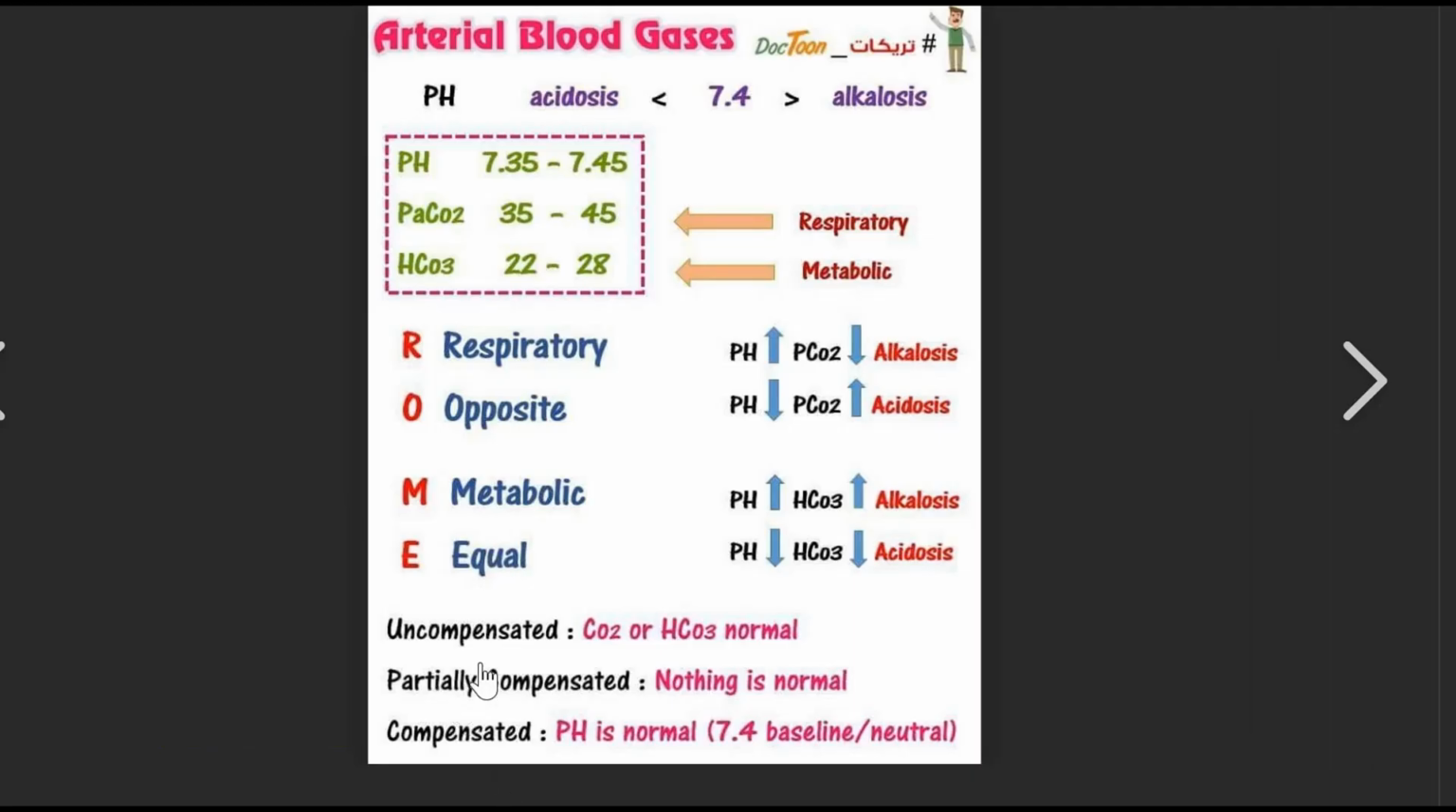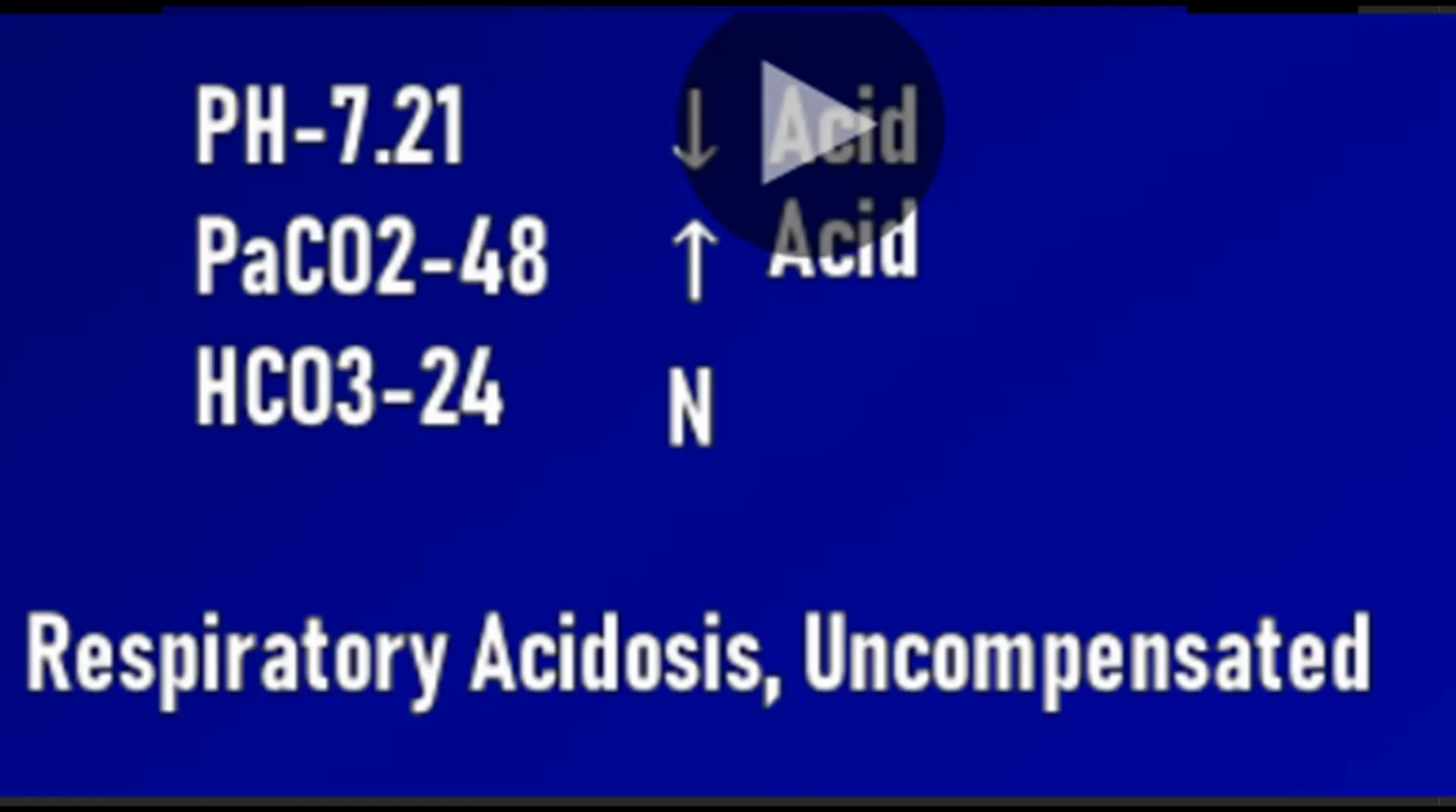So remember, uncompensated means the third value, whether it's CO2 or bicarb, is normal. That means it's uncompensated. So the answer is respiratory acidosis. The third value is normal. When the third value is normal, it is uncompensated.